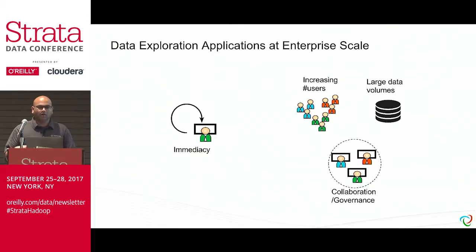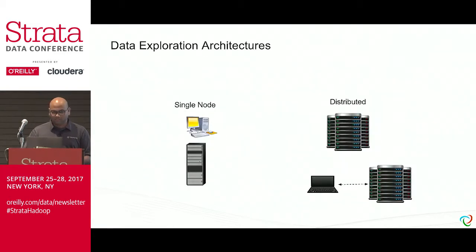So essentially, we want to try and understand what data exploration applications need from an immediacy perspective, but in the context of enterprise scale. So that means, how does immediacy work with an increasing number of users, large data volumes, and collaboration and governance? So I'm going to look at a few data exploration architectures. We'll start off with a single node, which is a desktop application or a single server node, and then we'll see how distributed architectures perform in terms of immediacy.